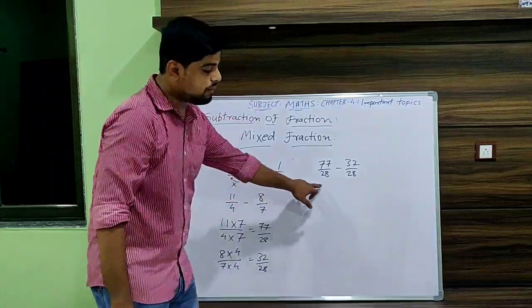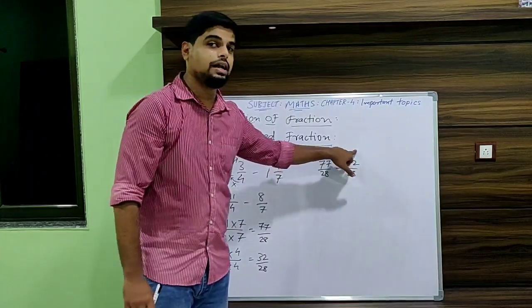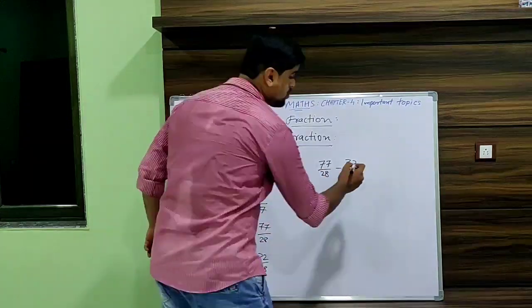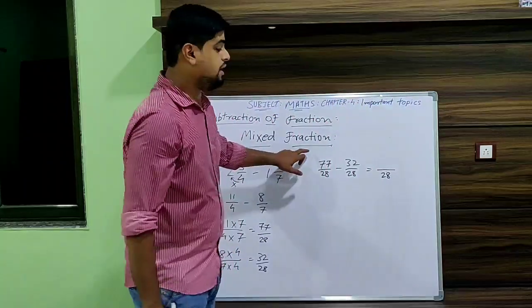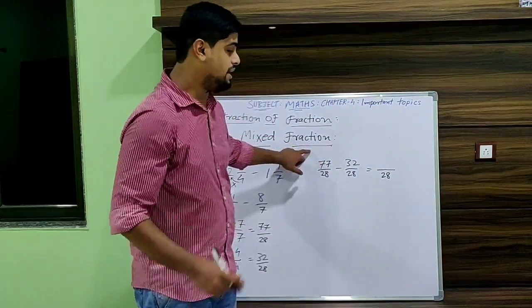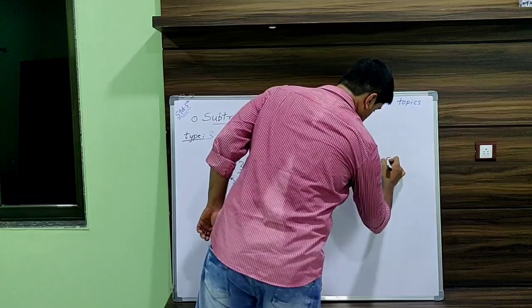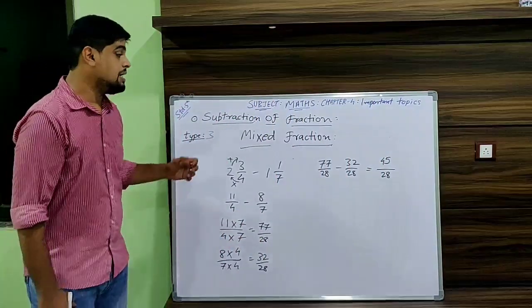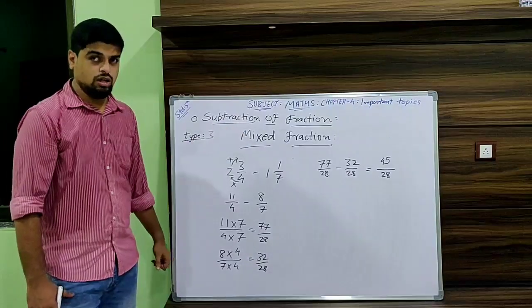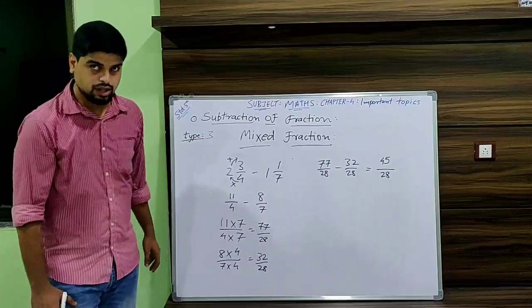Now, as you can see here, both the denominators are the same. So we can directly subtract the numerators, and the denominator remains the same. If we subtract 32 from 77, that is 45. Okay. So in this way, we can subtract mixed fractions. And with this, we have completed the subtraction of fractions.